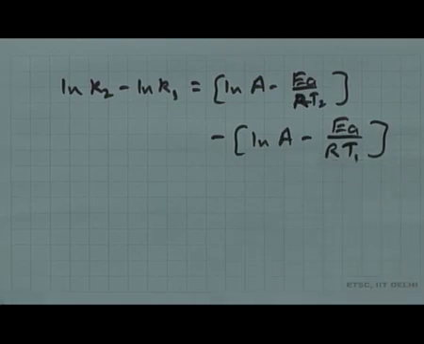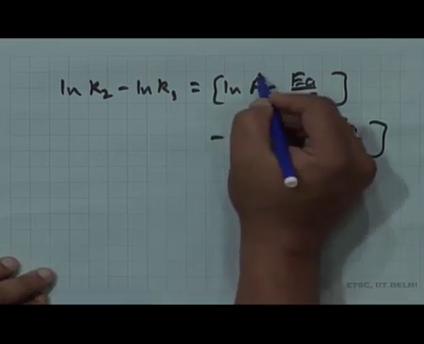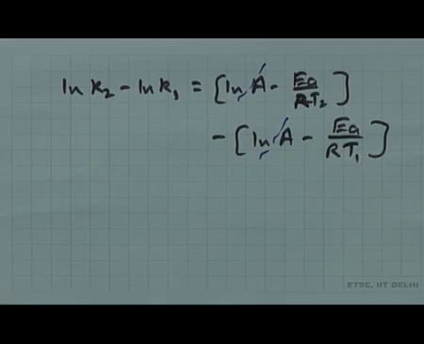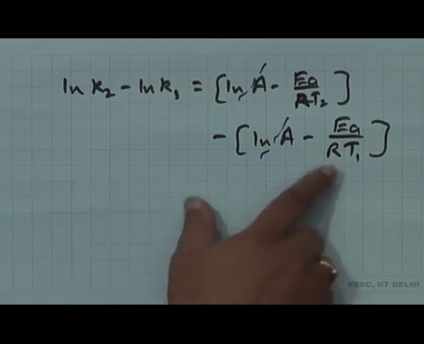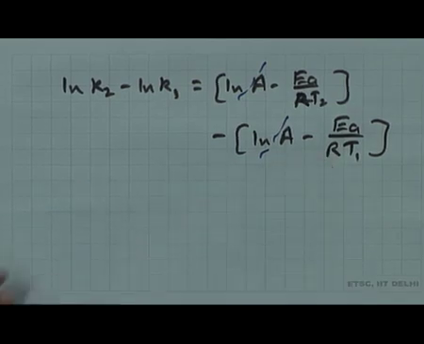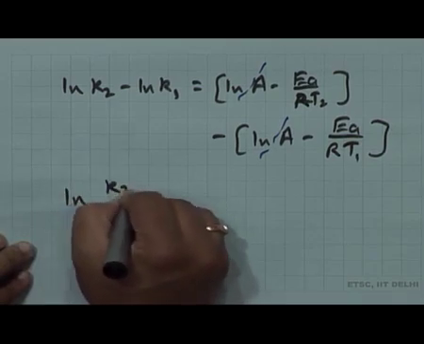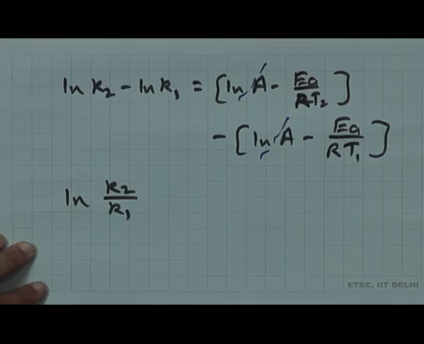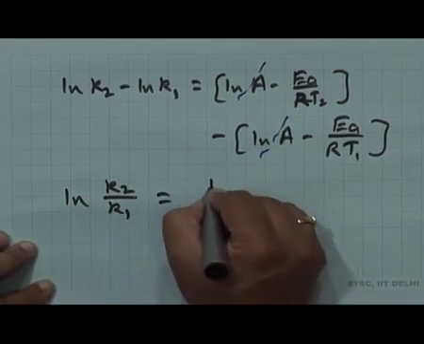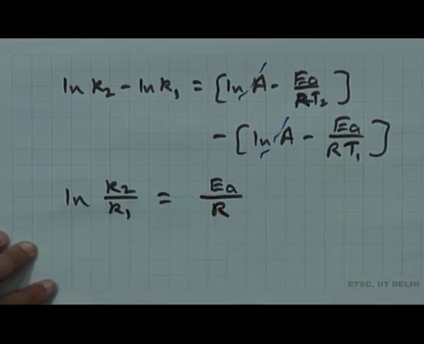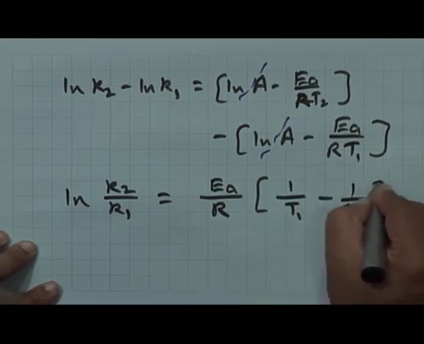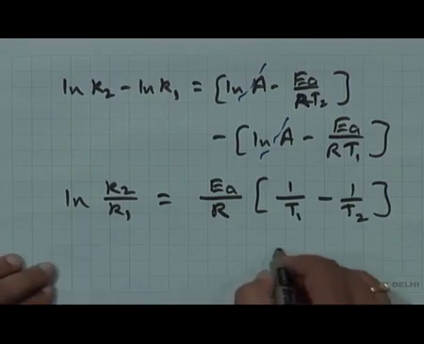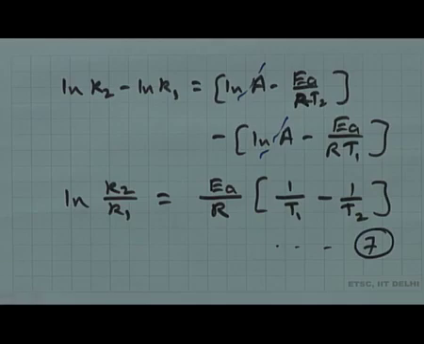So, once we have this, you can immediately realize that ln A will cancel out. Why? Because A is a constant anyway, it did not change with temperature, and E A is also constant, it is independent of temperature, we said, assumption. R obviously is constant. Okay, so, then we can write that natural log of K 2 over K 1 is equal to E A over R times 1 by T 1 minus 1 by T 2. Okay. So, this is a very important equation.